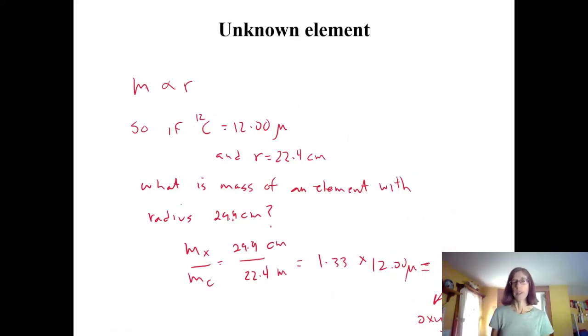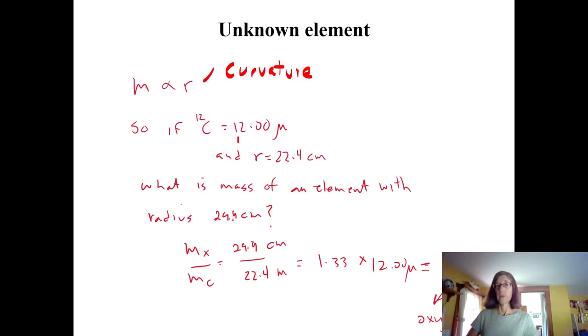So how's that used? We know that the mass of the particle is proportional to this radius of curvature. Let's say you take carbon-12, and it's got a mass of 12 atomic mass units, and the radius of curvature is 22.4 centimeters. So you can run a known compound through there. And let's say that you then run through a compound that has an unknown element, like you're trying to figure out what something is, and you find that the radius of curvature is 29.9 centimeters.